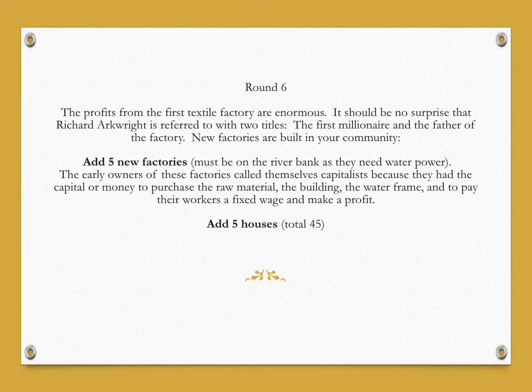Capital means investment money. So add 5 new factories all on the river, because coal has not really been invented as a source of power yet, or realized as a source of power yet. And add 5 new houses, and pause the video until you're ready to move on.